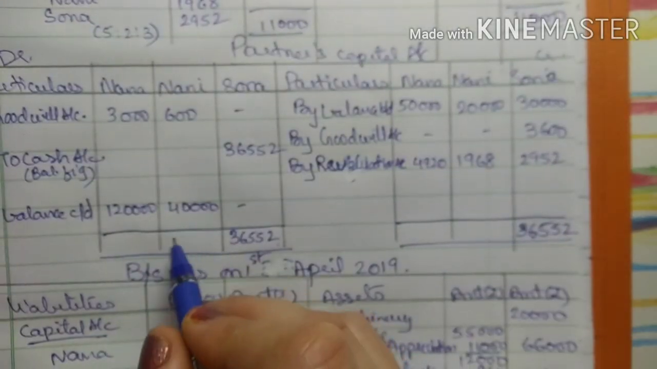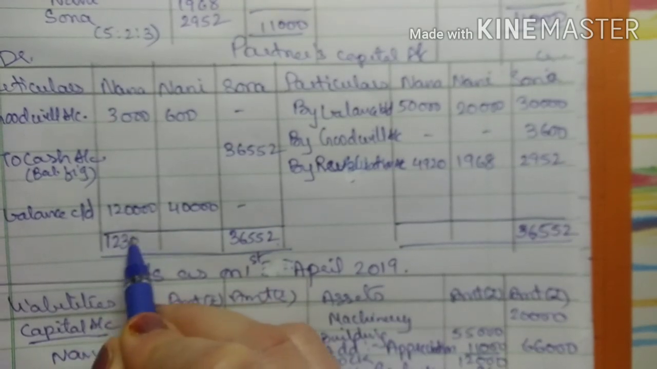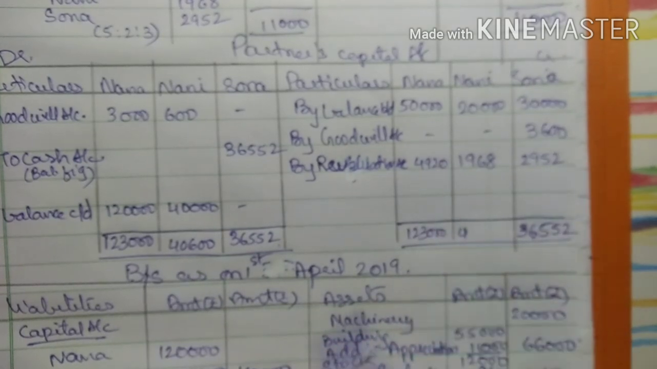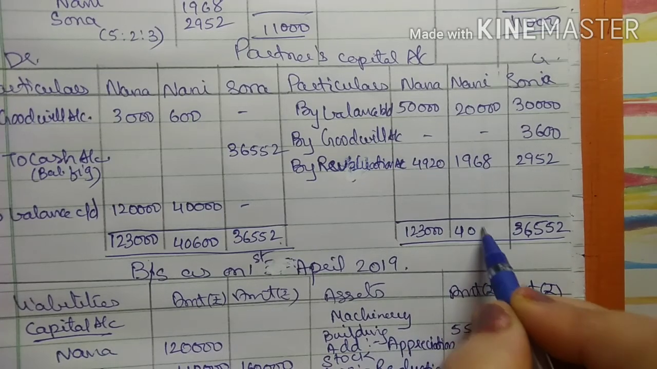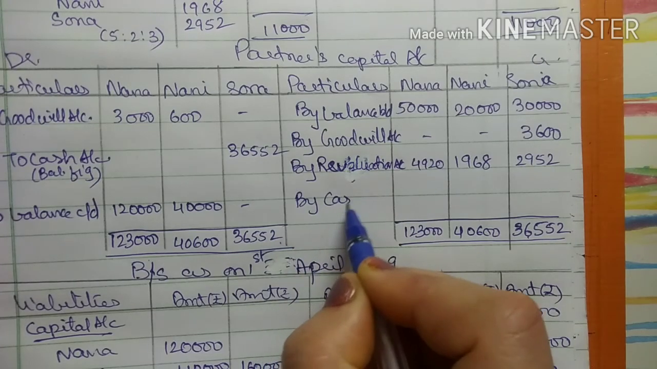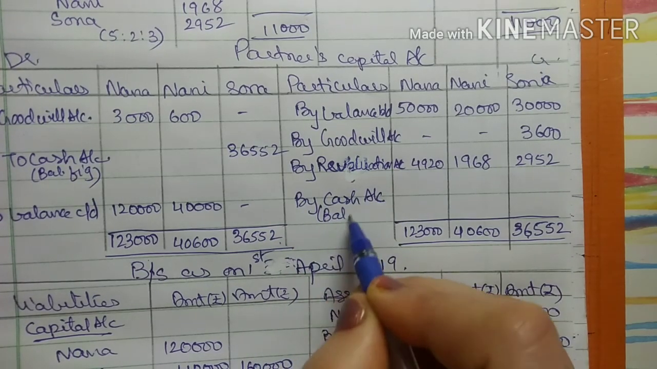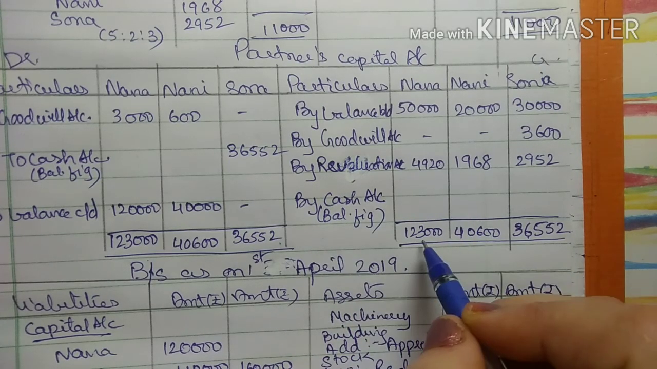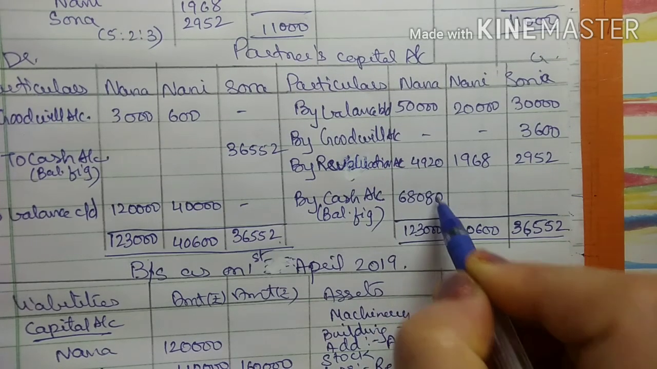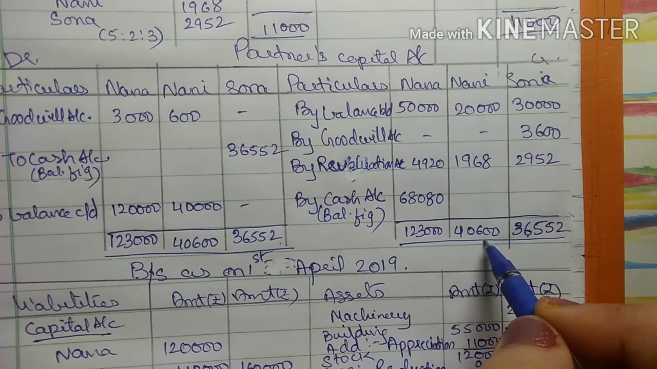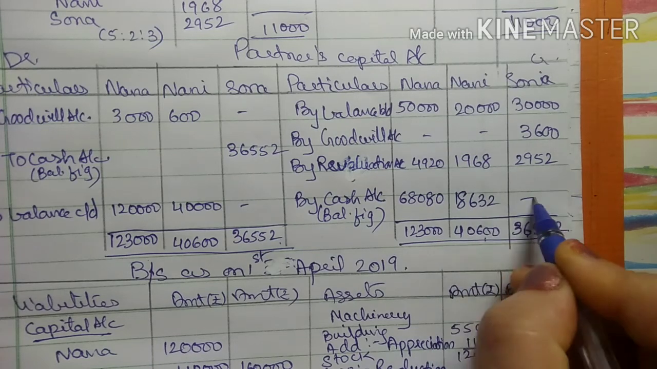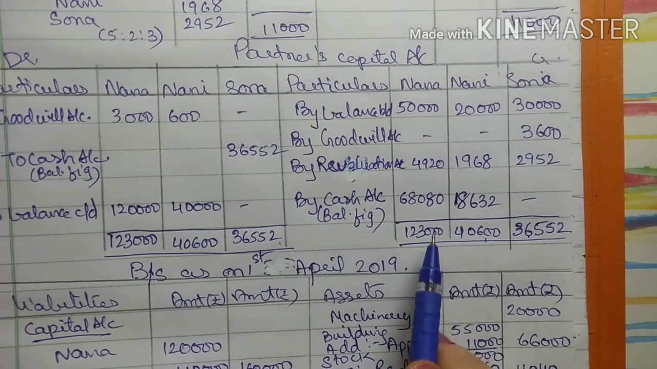Now we will close the other two partners capital account. So as we can see here, this side total is more, so 1,23,000 and 40,600, right? So same I will write the total here, 1,23,000 and 40,600. Both the side I have written the total. Now I will get the balance here. So this will again be by cash, because as they have told, you have to adjust in cash, right? So from this 1,23,000, when I will deduct 54,920, I will get a balance of 68,080, right? And from 40,600, when I will deduct 21,968, I will get a balance of 18,632, right? So here it is in the credit side.